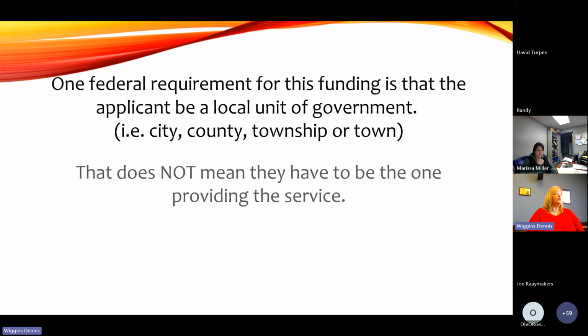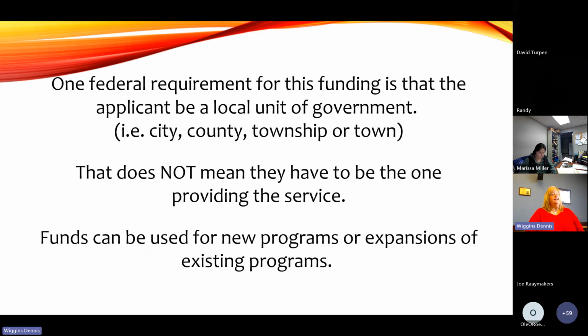One of the things that's crucial in terms of qualifiers for this particular pot of money is that it has to be a local unit of government that acts as the applicant. Again, they don't necessarily have to be the one providing the service. It's fine for a local unit of government to turn around and subcontract that as well, to have somebody else do the actual service. But this comes to us from the feds, so this is a federal requirement that it be a local unit of government that applies.